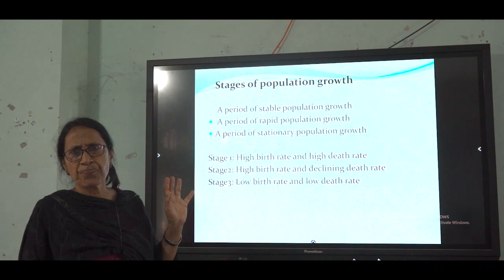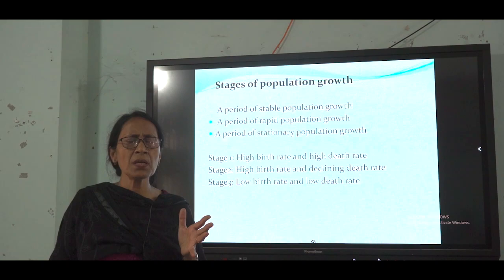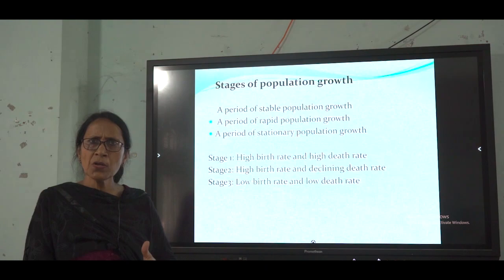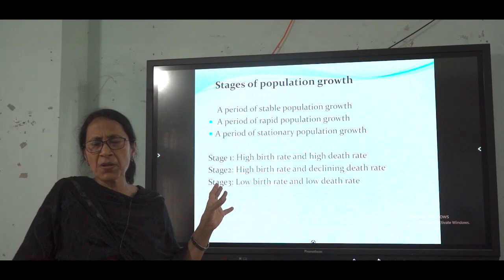From 1901 to the 1920s, we find a high birth rate, above 40, like 40 to 50, and a high death rate, also between 40 and 50 or slightly different from that. So the population growth is known as stable population growth. I will give a very good example after showing you the figure.